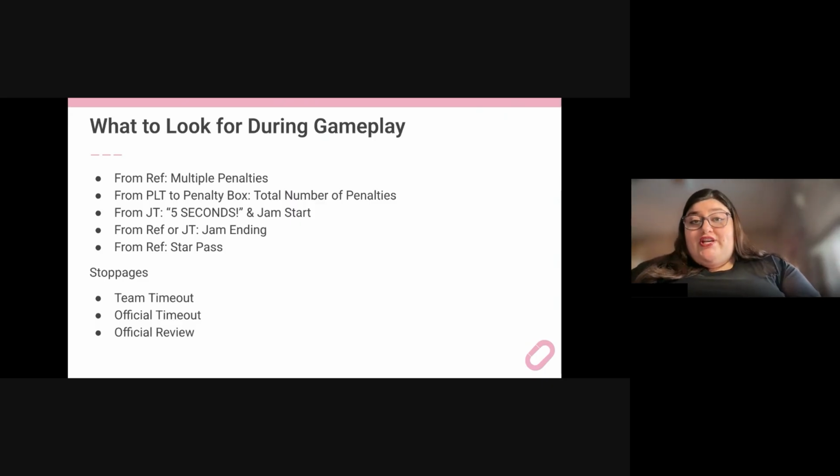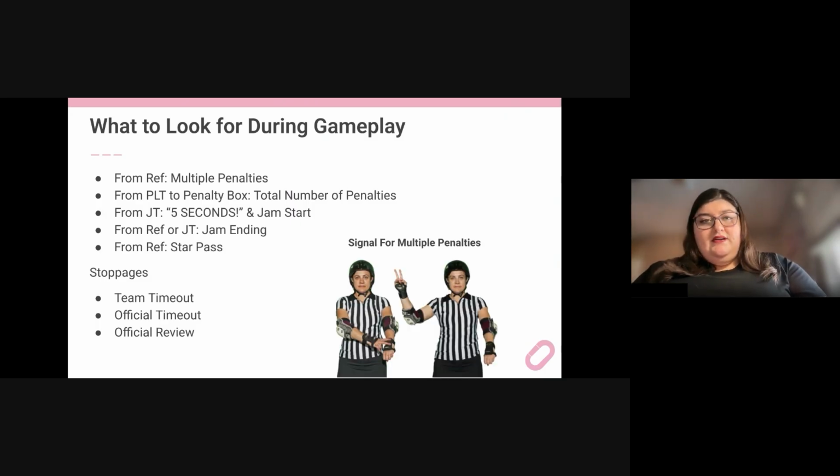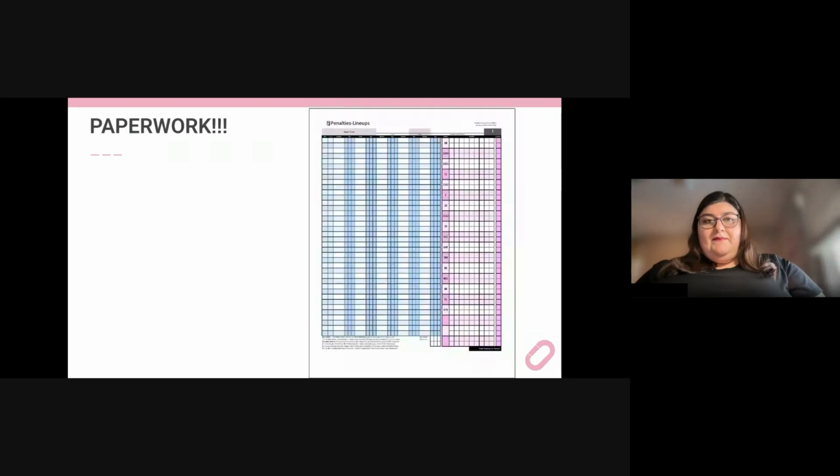From a ref or a jam timer, you're going to listen for the jam ending, that is the 3 sets of 4 tweets. And then from a ref or visually from another NSO, you're going to look for a star pass. Usually they'll do this kind of situation, movement. Also stoppages, you're going to listen for or look out for a team timeout, official review. This is the hand signal for multiple penalties. Usually they'll go like this for how many penalties.